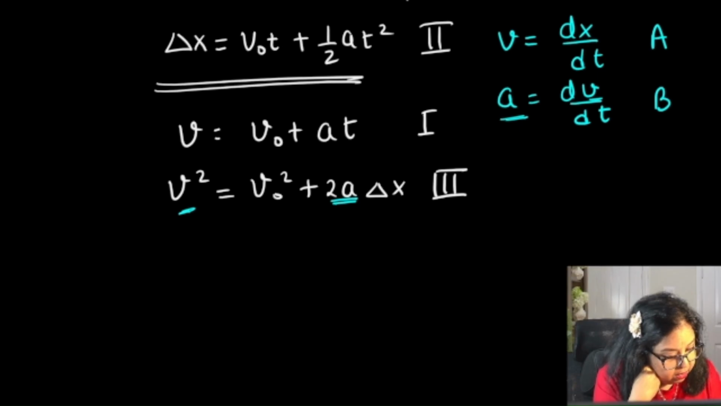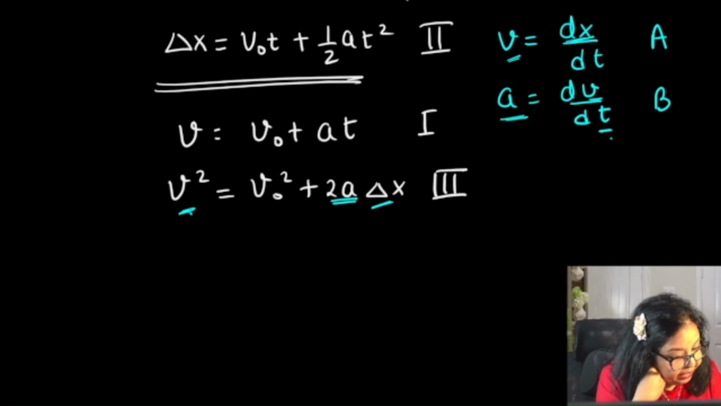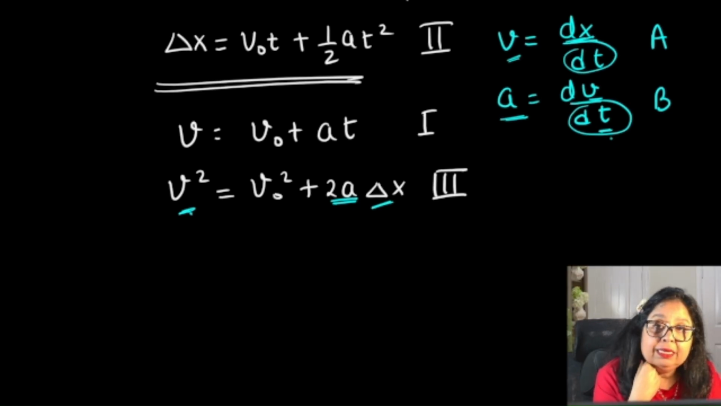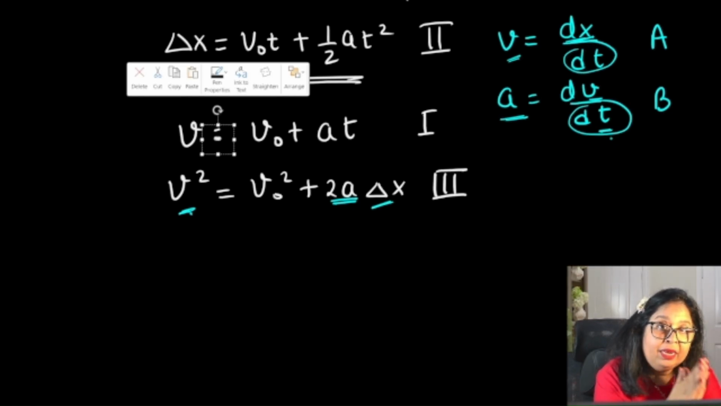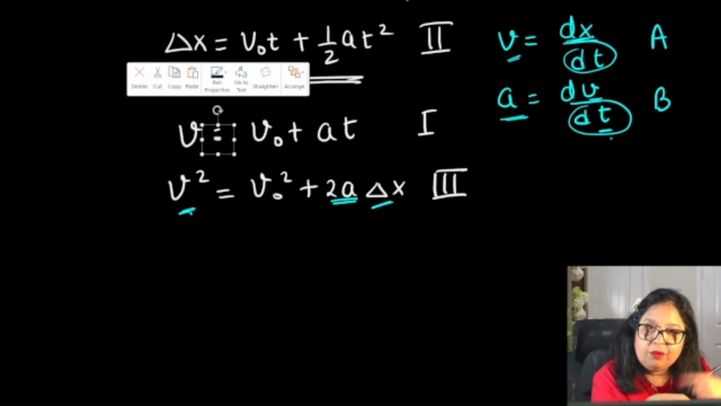But equation B also has time t. That's not there in equation 3. However, equation 3 has v and delta x and equation A has v and delta x. So using A and B, if we could mutually eliminate dt and combine A and B, then maybe we'll end up with equation 3. We're going to do that and see what we get.